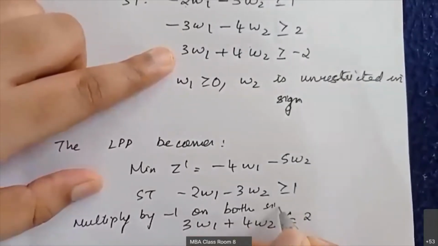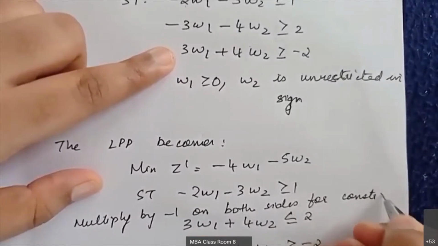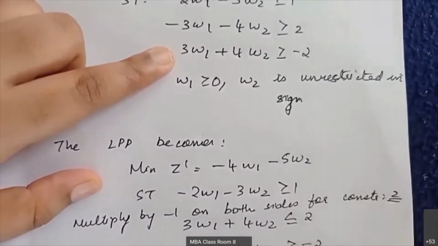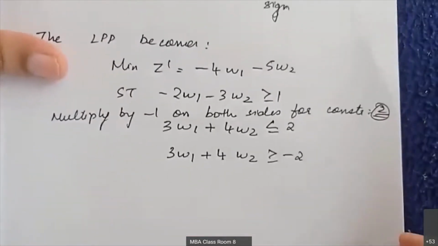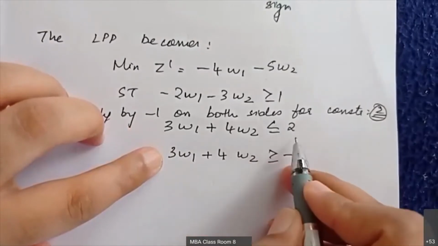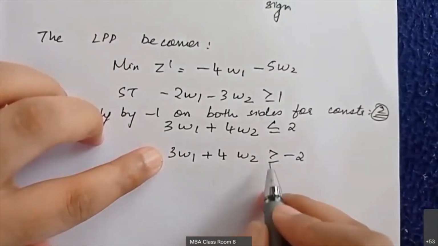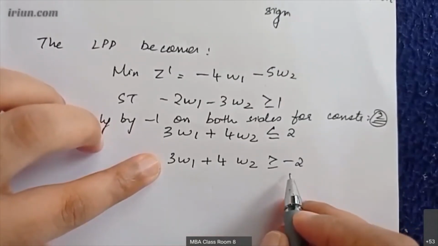On both sides for constraint 2. Okay, now just see over here, 3W1 plus 4W2 less than or equal to 2. 3W1 plus 4W2 greater than or equal to, over here.